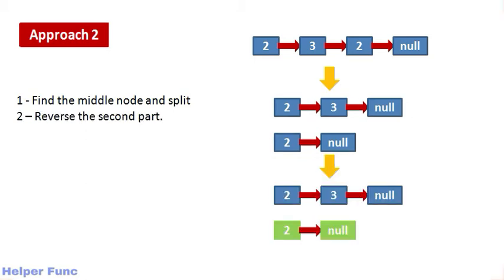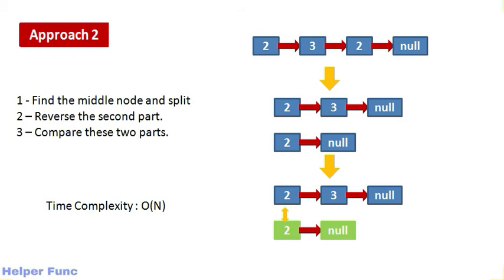The next step is to reverse the second part. And again, I have a separate video on how to reverse a linked list. You can find that in the description. And finally, in the last step, we will compare these two parts. Now the time complexity for this approach would be order of n, as we will be using single loops for every operation. But the good thing is that space complexity is now order of 1, because we are only manipulating this list and not using any extra space.